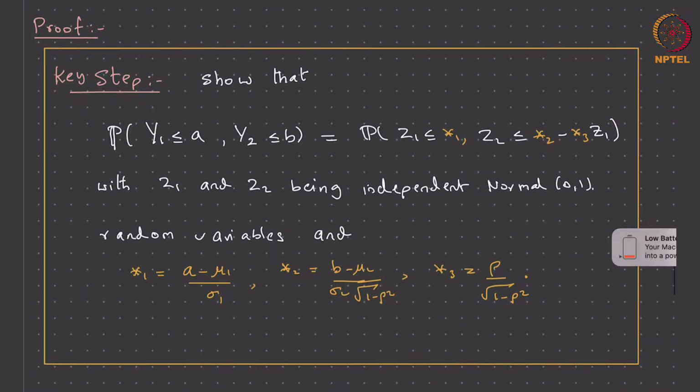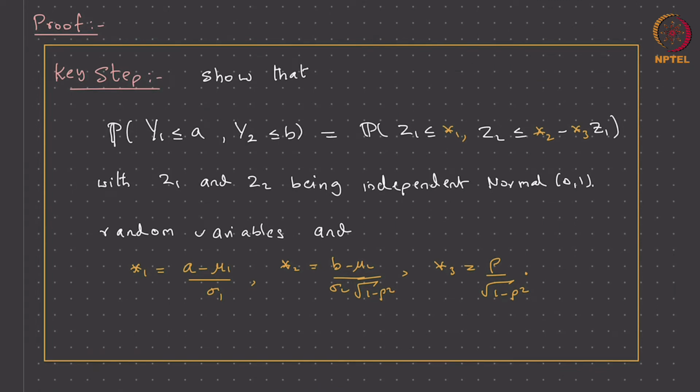So the first key step is the following: that you have to get across that there are two independent normal random variables, z1 and z2, such that the probability of y less than or equal to a and less than or equal to b is given by this expression right here. This should be for any a and b in R. That is, the joint distribution function of y1, y2 is given by this.